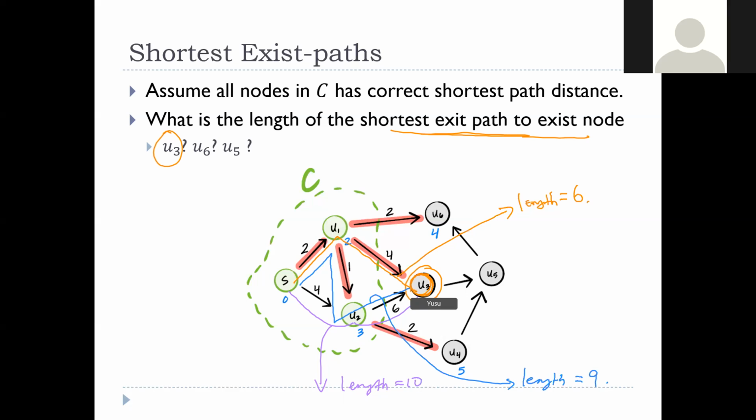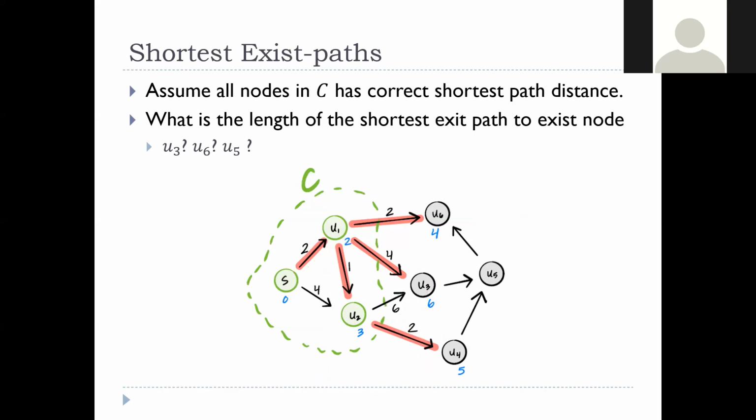In other words, the fastest way to go to U3 through an exit path has length 6, okay? All right, now let me remove this, but only keep this path here, okay? Now, what is the shortest exit path to reach node U6? Well, in this case, you don't have many choices. It turned out that the best way to reach it is simply S to U1, U1 to U6, okay?